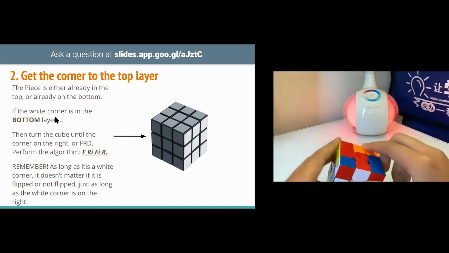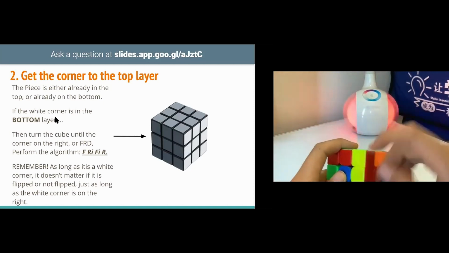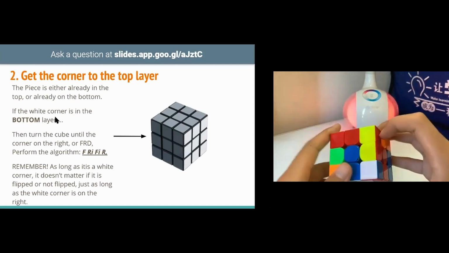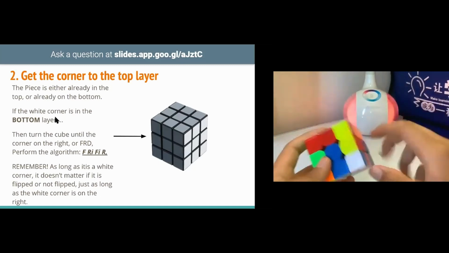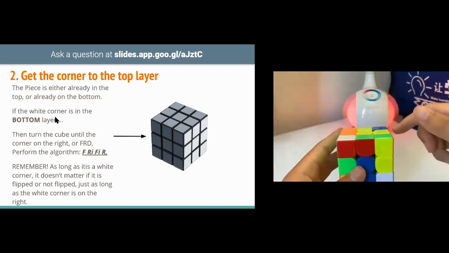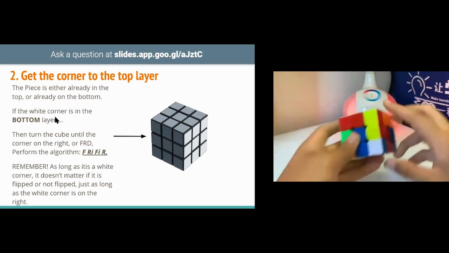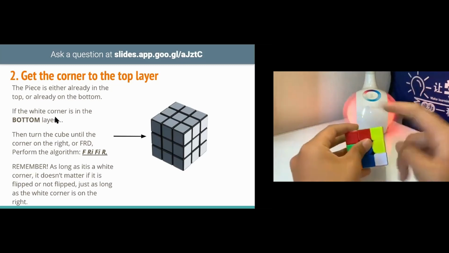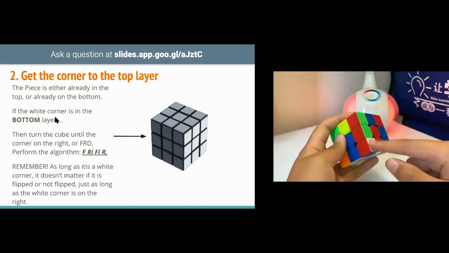So I'm going to go with another example. This one has a white face, and our goal is to get this into the top layer. If it's on the bottom layer, we're going to turn the cube, always remembering to keep the yellow center pointing upwards. We're going to look at the cube so that this white corner is on the bottom left.